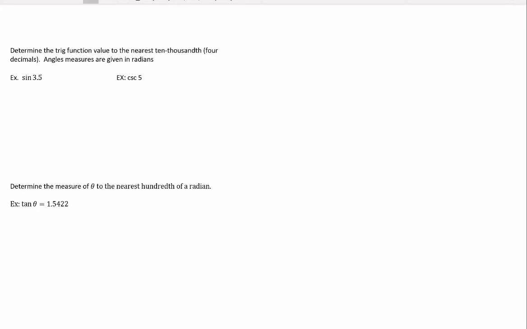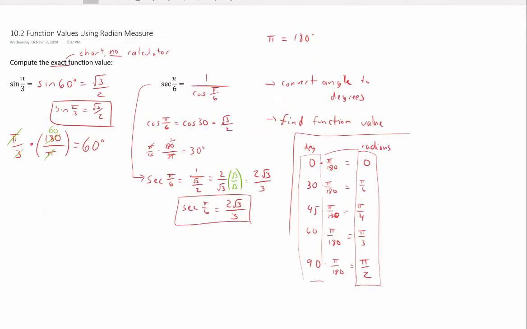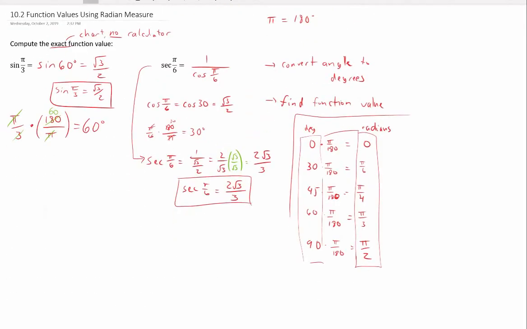So we just reviewed how to find the trig function values when angles are given in radian measure: convert the angle back to degrees, and do everything the same. You're going to memorize your chart, so you won't even have to convert back to degrees. You'll just remember from your chart that cosine of pi over 4 is the square root of 2 over 2. That's what we want to get to. For now, you can convert back to degrees.